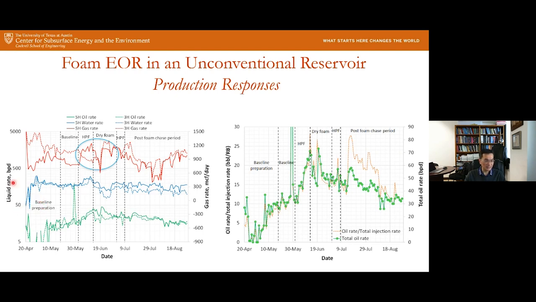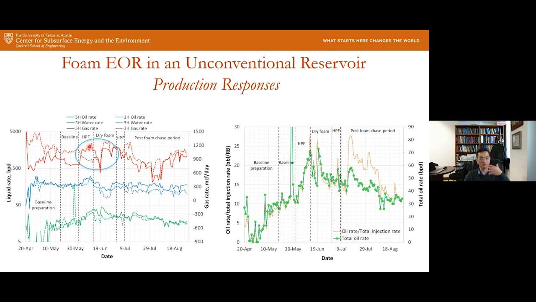Now, here is the production side. This is the plot of the liquid production rate versus time, and this is the baseline right here. And this is the response to the first foam cycle over 10 days of injection. This is the most exciting part, where you can see that the gas production from the 5X well is higher than from the 3X well. When a lot of gas goes in the direction of the 5X, it means there is a favorable condition for foam generation in this direction.